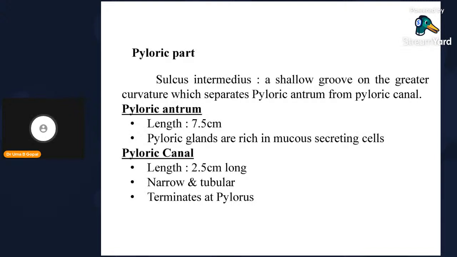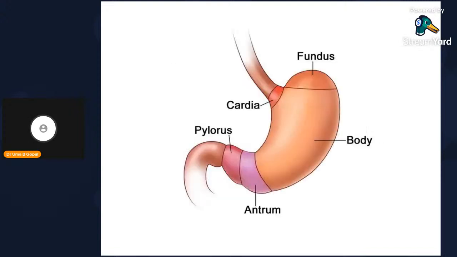Pyloric part: the sulcus intermedius is a shallow groove on the greater curvature which separates the pyloric antrum from the pyloric canal. The pyloric antrum is 7.5 centimeters in length. Pyloric glands are rich in mucus secreting cells. The pyloric canal is 2.5 centimeters long, narrow and tubular, and terminates at the pylorus.